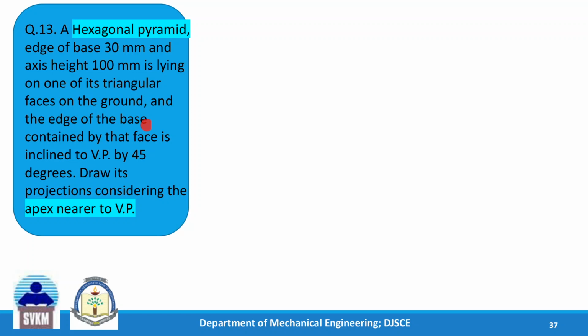Then the edge of the base contained by that face is inclined to VP by 45 degrees. Now that face which is on HP, the edge of the base is inclined at 45 degrees to VP. This data we utilize for the third step. First step is that axis taken perpendicular to HP, we will draw the views. Second step, we will tilt it so that the triangular face rests on HP. And third step, we will turn it in such a way that the base edge is making 45 degrees with VP. So just imagine these three steps.